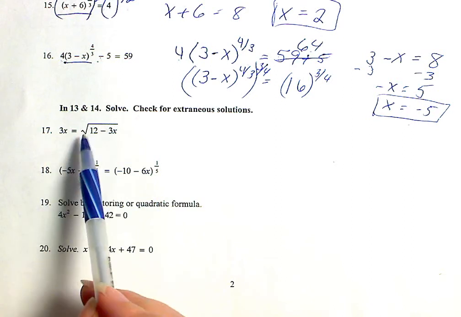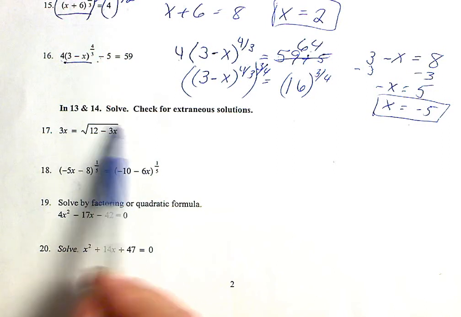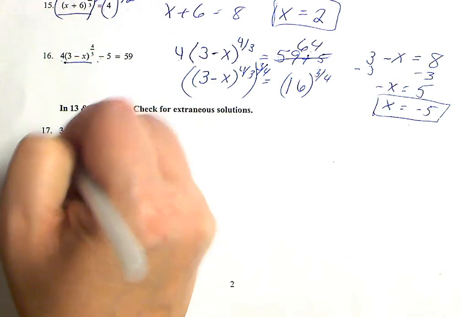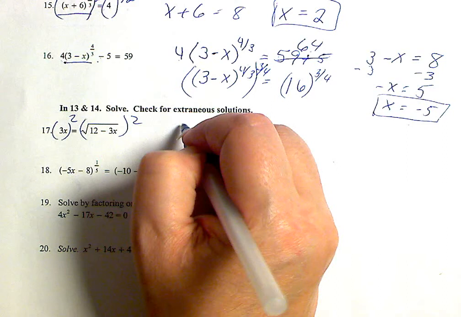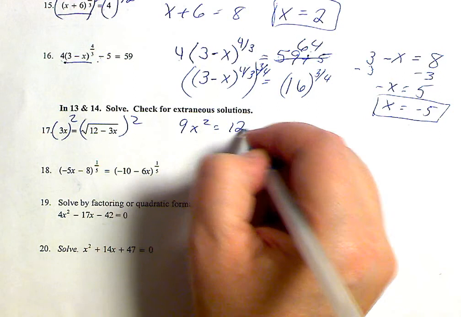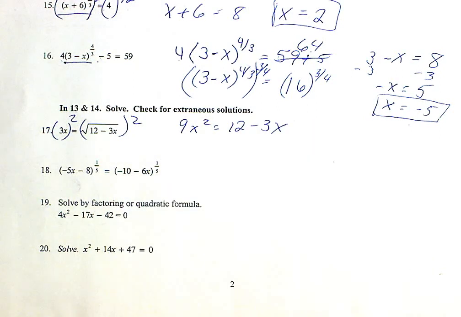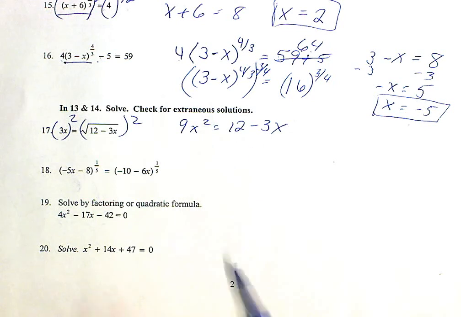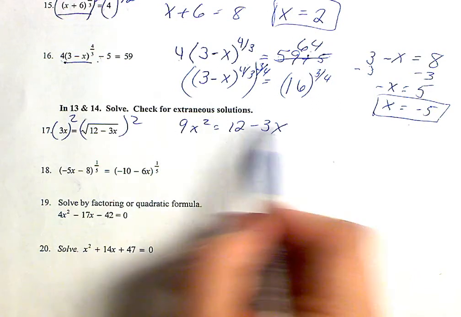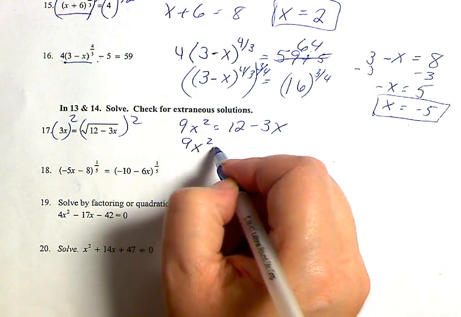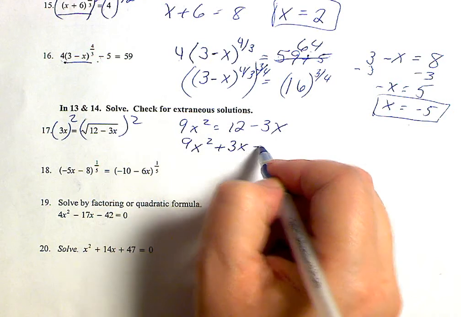So the first thing that we have for 17: how do I get rid of the square root? Square it. So I have 3 squared, which is 9, and then x squared is equal to 12 minus 3x. Anytime you have a square and then an x, how can I solve these problems? Quadratic. So that means I have to put them all to one side and then use the quadratic. So 9x squared plus 3x minus 12 is equal to 0.